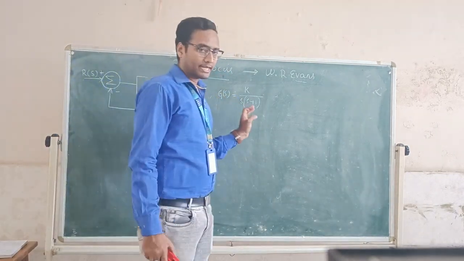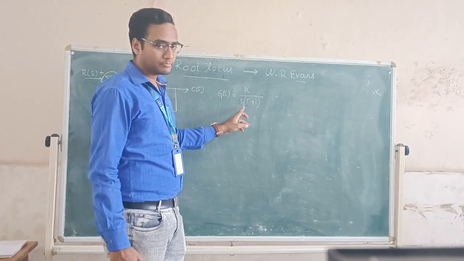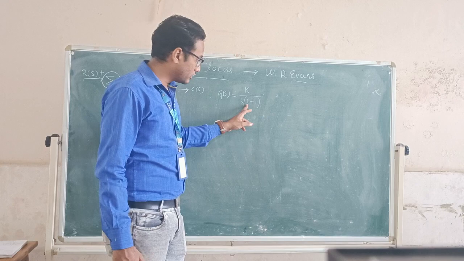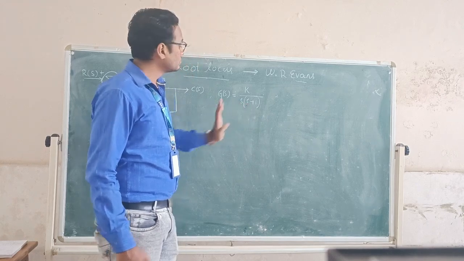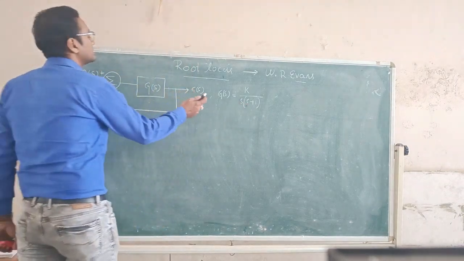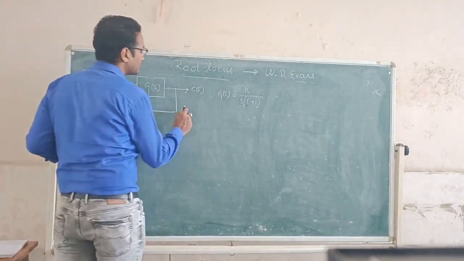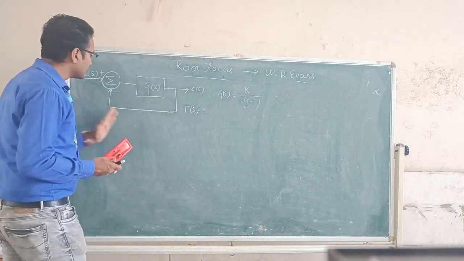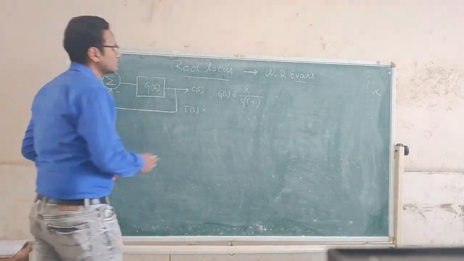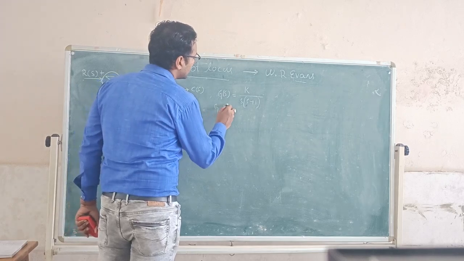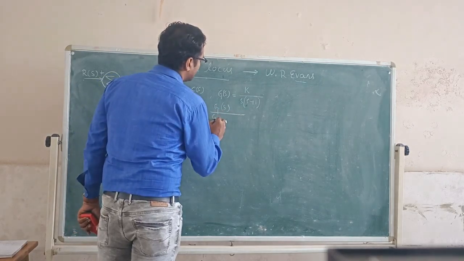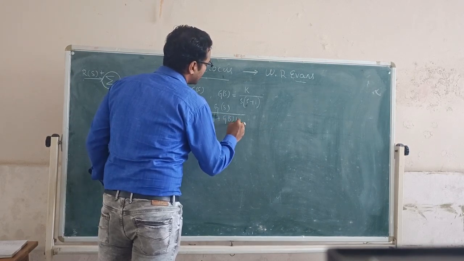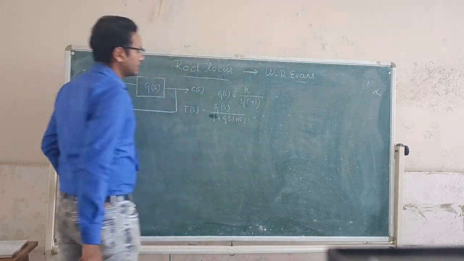So this is a second order system, because what is the order here? 2 means 2 poles are there. This is the open loop transfer function. What is the closed loop transfer function? We know that this is a unity negative feedback system, so the transfer function is G(s) divided by 1 plus G(s) into H(s).